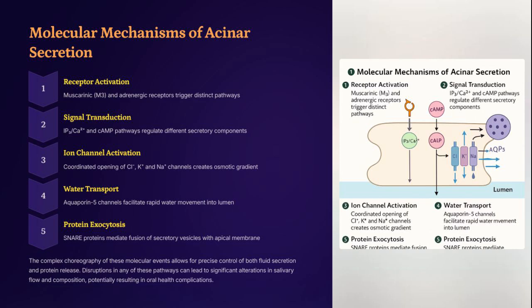These signals cause ion channels to open, especially for chloride, sodium, and potassium ions. As these ions move into the acinar cell lumen, they create an osmotic gradient, which draws in water. That's where aquaporin 5 channels come in. They act like water gates, rapidly moving water into the lumen to create the fluid part of saliva. Finally, for protein secretion, the cell uses SNARE proteins. These help secretory vesicles fuse with the cell membrane so that enzymes and other proteins can be released.